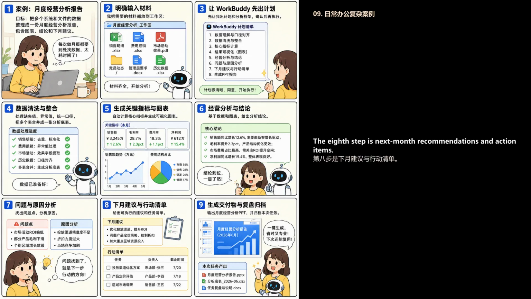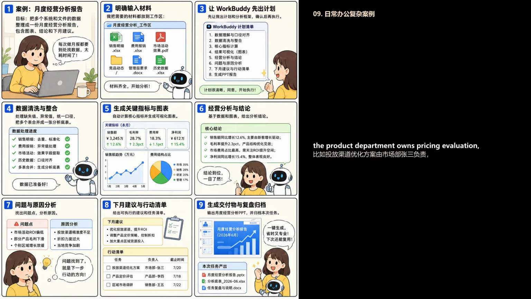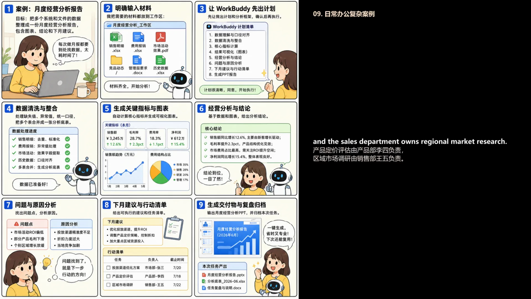The eighth step is next month recommendations and action items. Recommendations should be executable, with owners and deadlines. For example, the marketing department owns channel optimization, the product department owns pricing evaluation, and the sales department owns regional market research. The ninth step is generating deliverables and archiving the review.